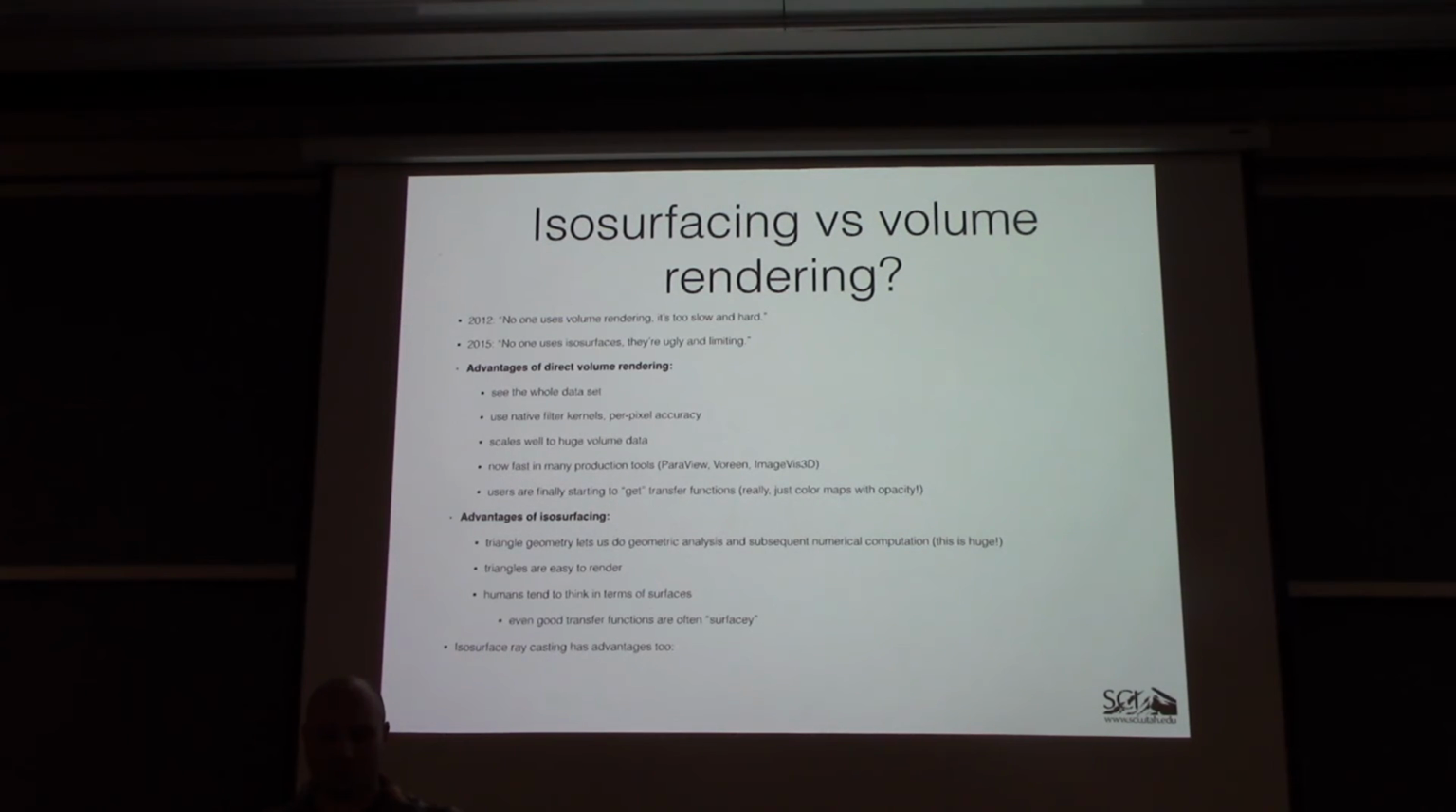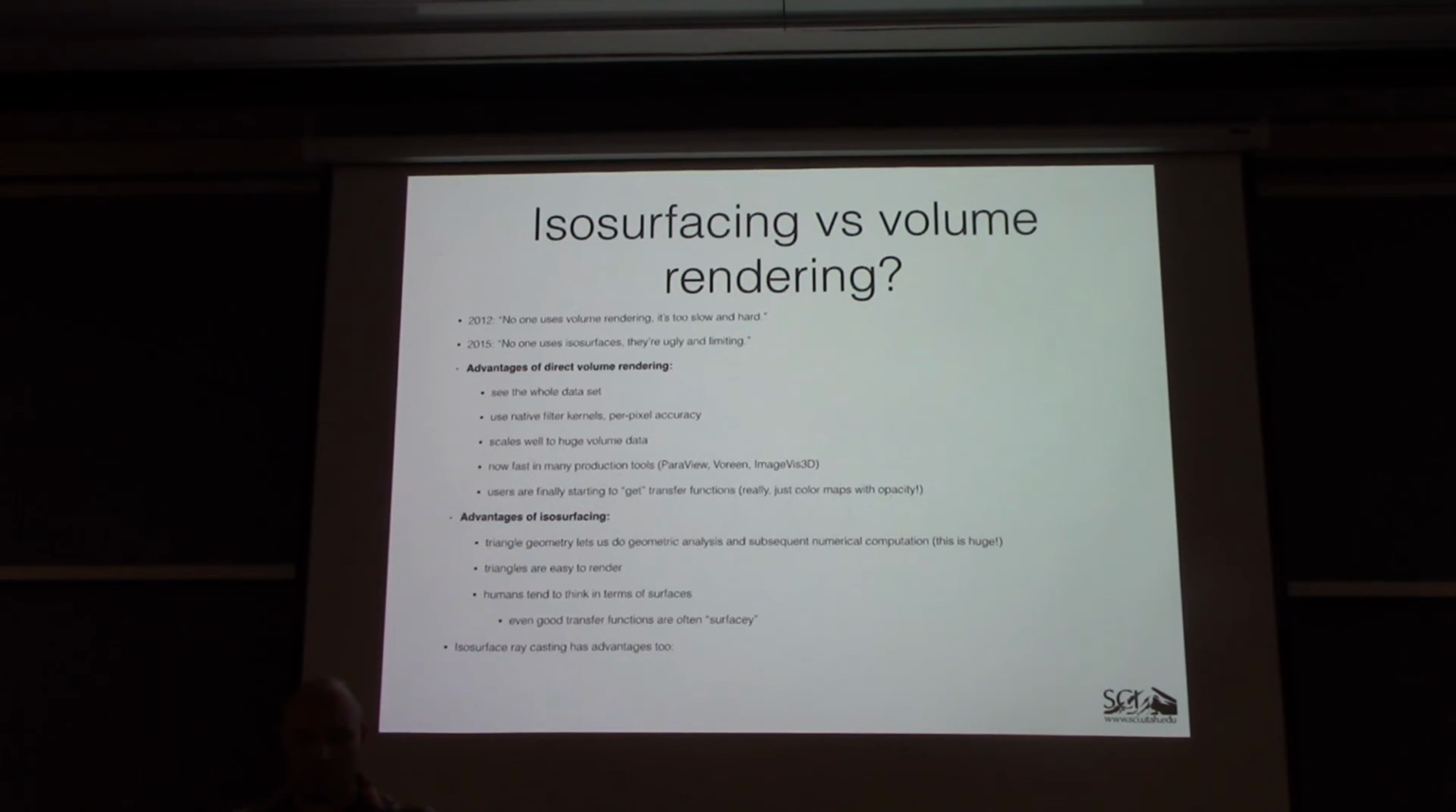So, advantages of direct volume rendering. You can see the whole data set. You have native filter kernels and per pixel accuracy. It scales really well because you can terminate your ray when you've actually hit something opaque. It used to be really slow, and not a lot of people used volume rendering because they didn't have access to good implementations of it, but that's really changed in the last several years. So now there are good implementations in ParaView, VisIt, Imaris 3D, increasingly VisIt. And I think what's happened is people are starting to get transfer functions as a result.